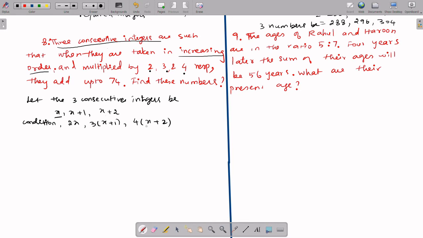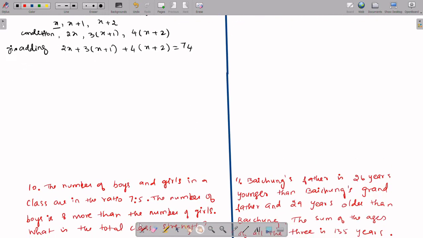After multiplying you add these, and you get the value 74. So 2x plus 3 into x plus 1 plus 4 into x plus 2 is equal to 74. This is given in our problem. So we have to simplify this and then write the numbers.